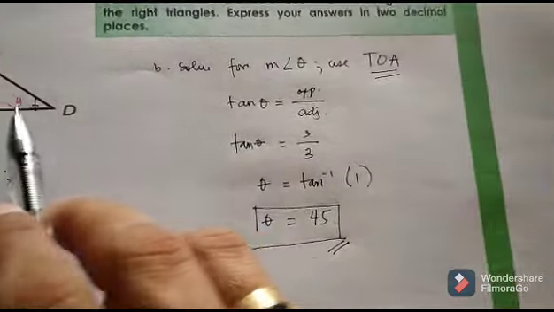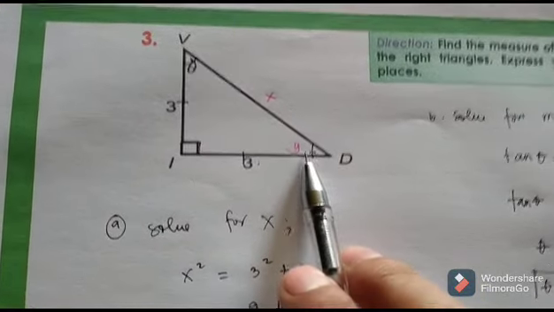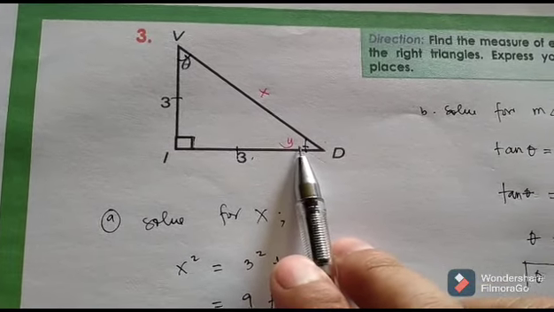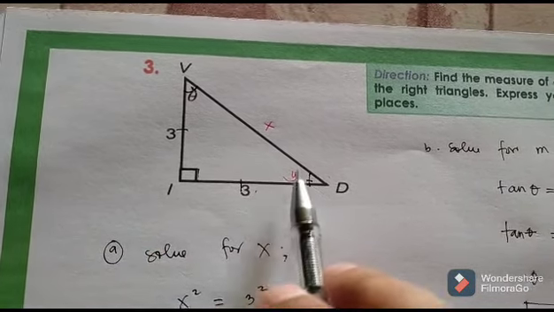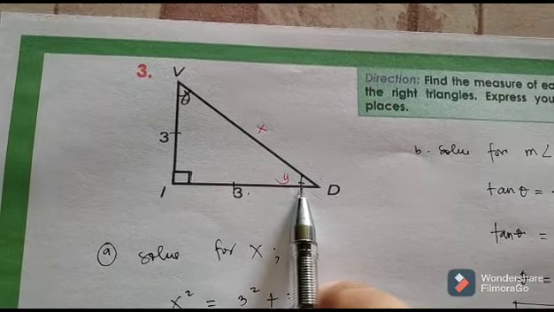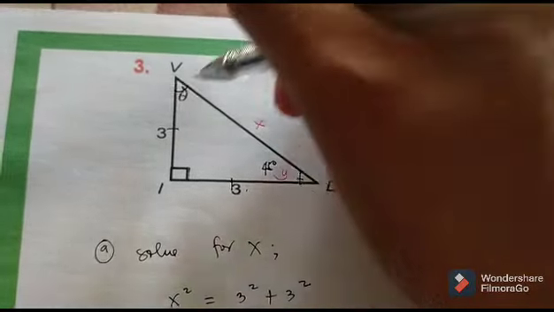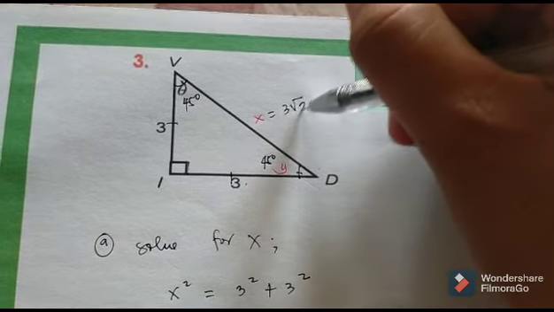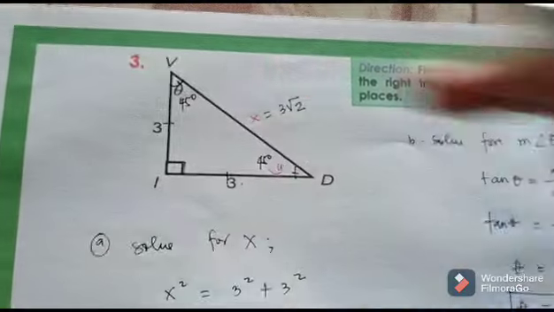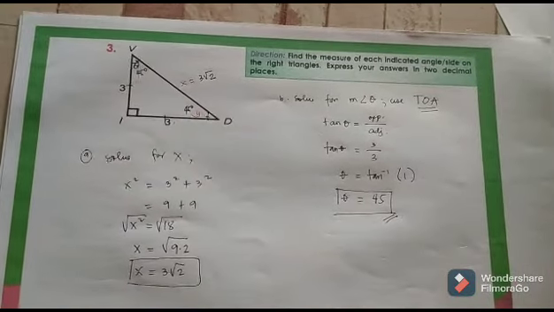Same if you're going to find the measure of angle y. You would have still tangent. Okay, so TOA, opposite over adjacent. So still you will have 45 degrees in measure. Is that clear? So again, this is 45 degrees. This would also be 45 degrees, and this one is 3 square root of 2, since this triangle is a special triangle. Are there questions? Okay, there you go.